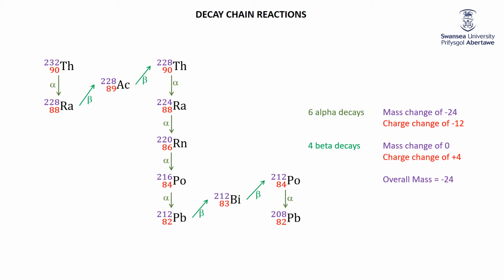So overall mass change, 232 down to 208, a change of 24. Overall charge change in this nice little chain, from 90 down to 82, an overall charge change of 8. I like those chains, as I say. There's a few more considered in the quiz associated with this movie.